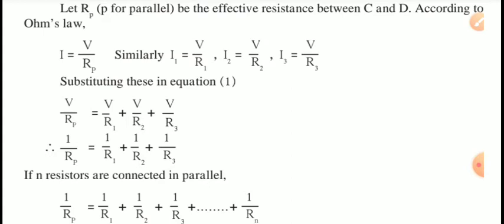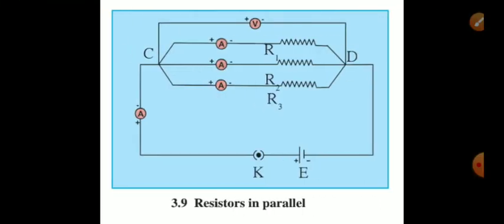So if n resistors are connected in parallel, 1 upon Rp will be 1 upon R1 plus 1 upon R2 plus 1 upon R3 and so on up to 1 upon Rn. You can see in that connection that three resistors are connected in parallel across the points C and D.